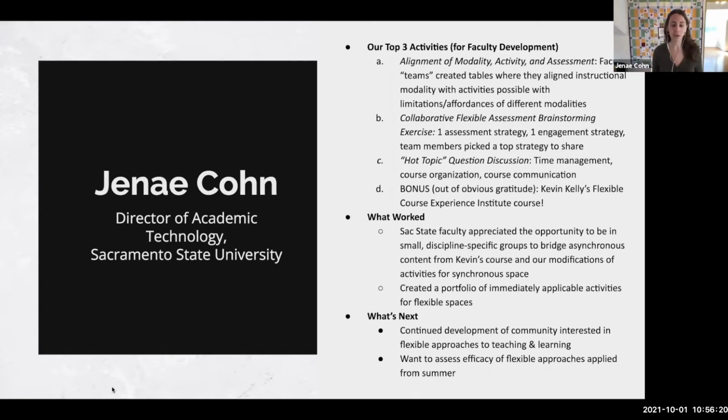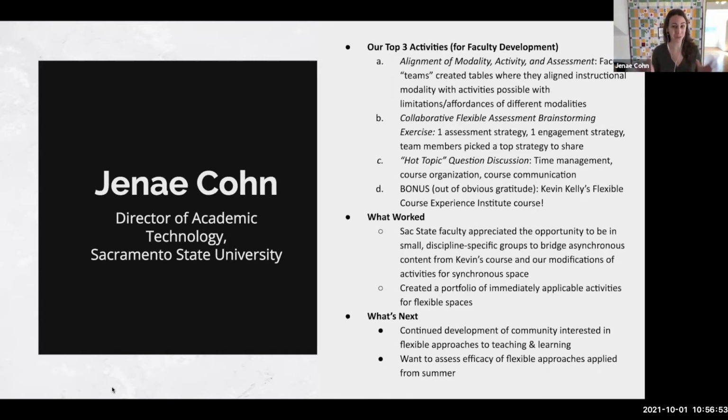We did an activity where faculty participants align modality, activity, and assessment. We had teams with each of our mentor leaders where they created tables to think through what modality they are teaching in, because at Sacramento State we had a whole menu across the spectrum of hybrid and flexible modalities with different sets of flexible constraints built in. I can put in the chat after I'm done our breakdown of those modality options in case you're curious.